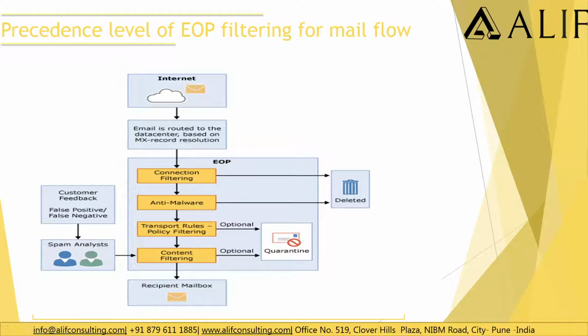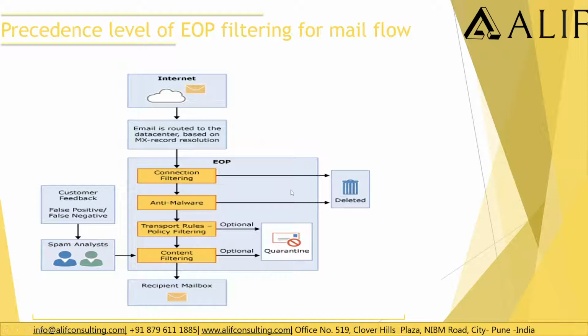Now, to understand this, I'll tell you what it is. With connection filtering, if an email is coming from an IP source whose reputation is bad at the global DNS level, the email automatically goes to the deleted items. It does not even get checked or pass through the other layers. EOP is designed, or hard coded, in such a way that the emails go directly to the deleted folders container.